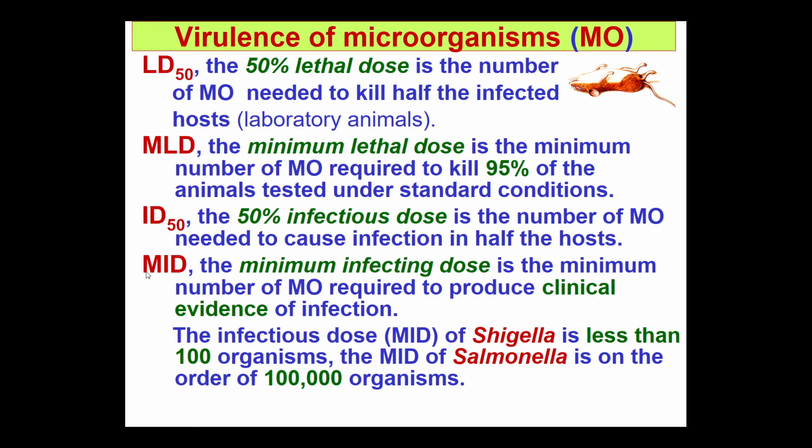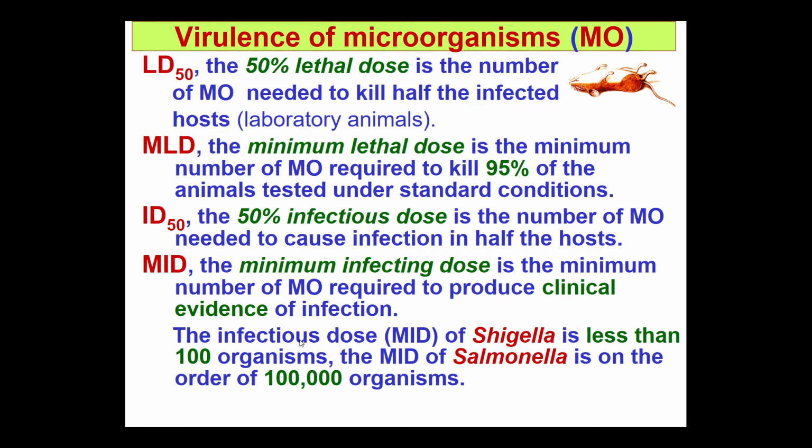And the last one, MID, minimum infectious dose. This is the minimum number of microbes required to produce clinical evidence of the infection. It means the minimum infectious dose is the minimum number of microbes required to produce clinical evidence of the disease in 95% of the infected animals.